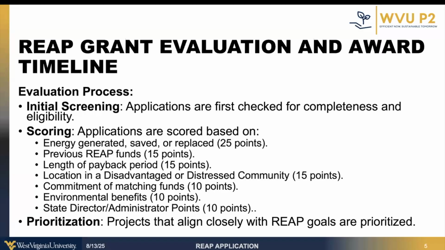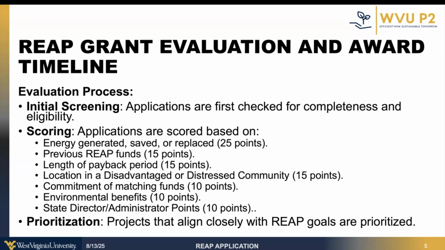Now, we will cover how USDA evaluates REAP applications. After initial screening for completeness, your project is scored based on a 100-point system. Here's how those points break down. Energy generated, saved, or replaced, 25 points. Previous REAP funding history, 15 points. Length of payback period, 15 points.